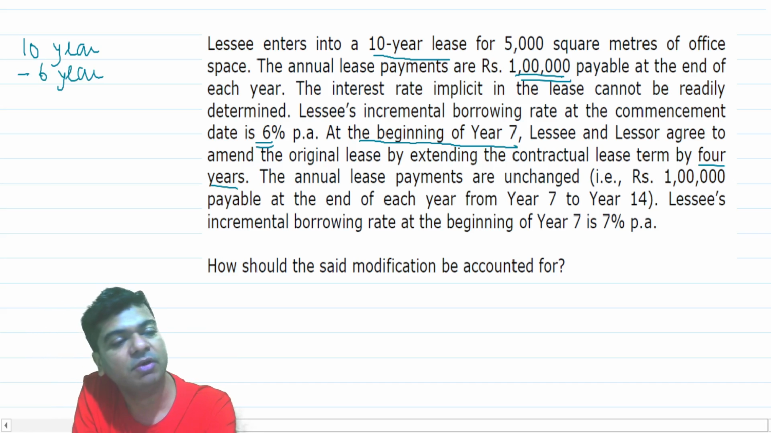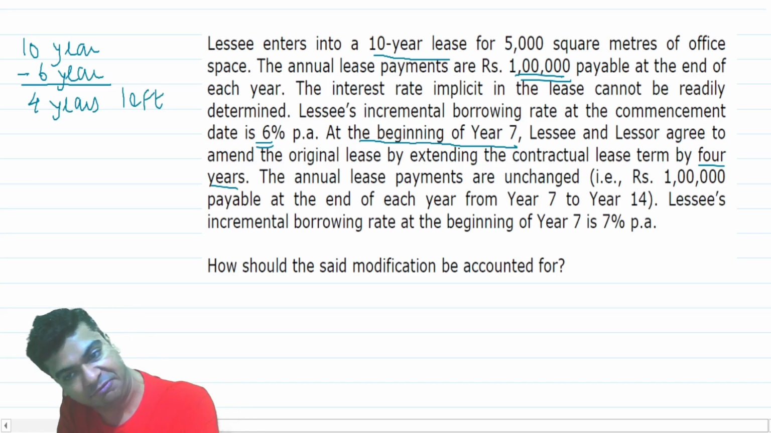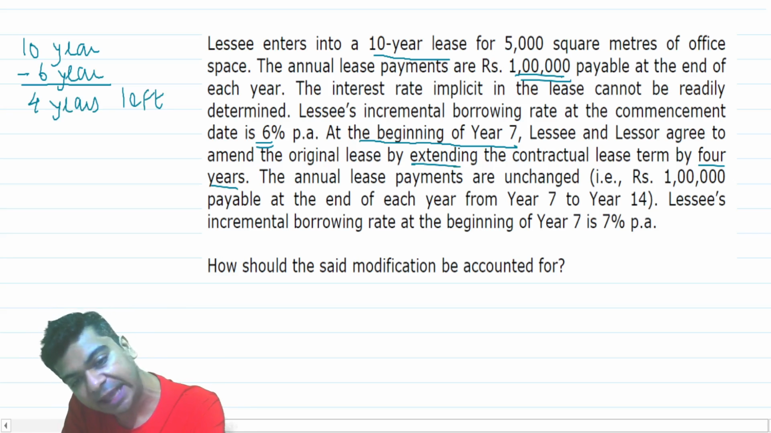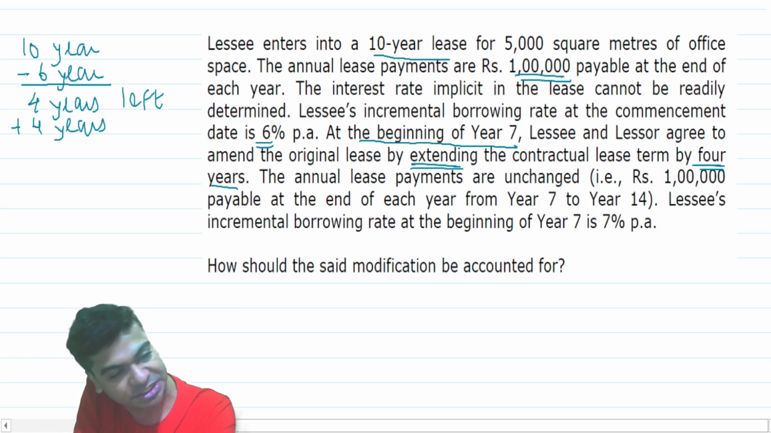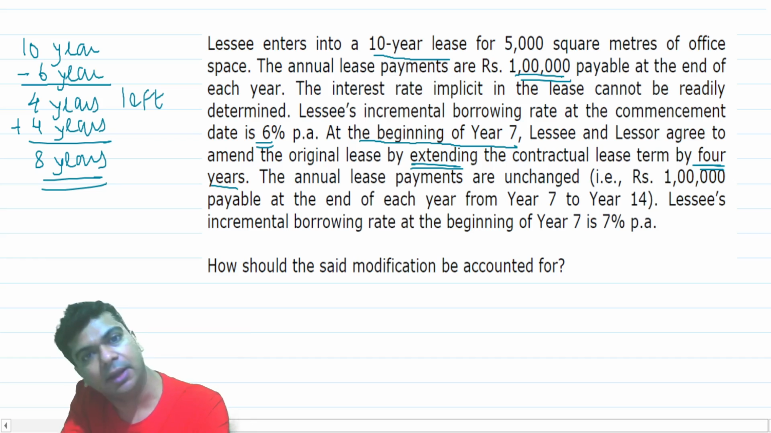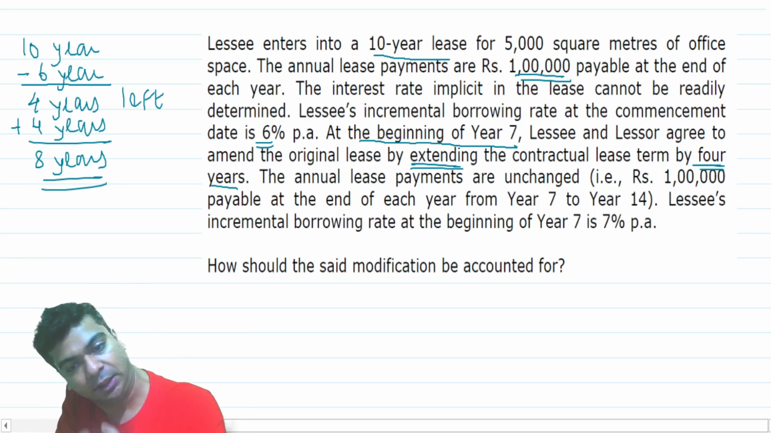So 6 years have already gone by. So 4 years are left, isn't it? 4 years are left. But we have decided to extend it by another 4 years. So we are adding another 4 years of lease term. Now, from the end of the 6th year, the lease will continue for another 8 years. That is what they say. They are saying that it has been extended by 4 years.